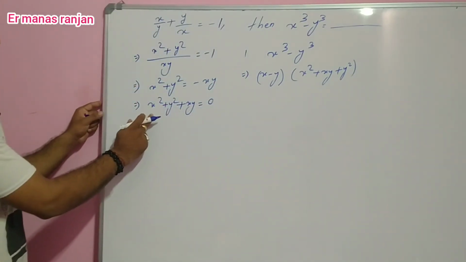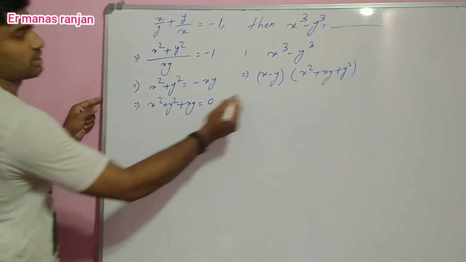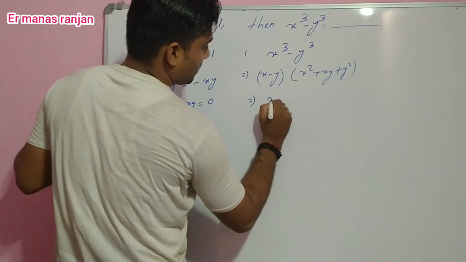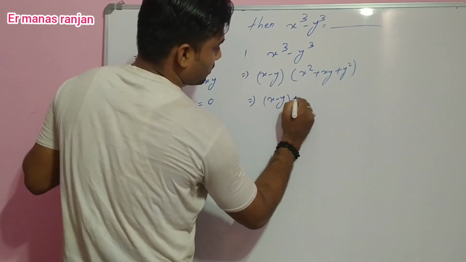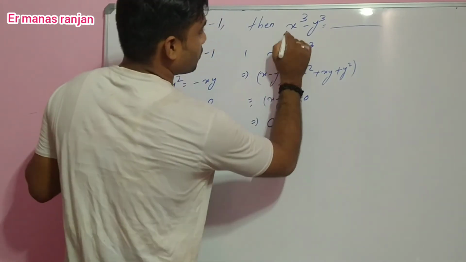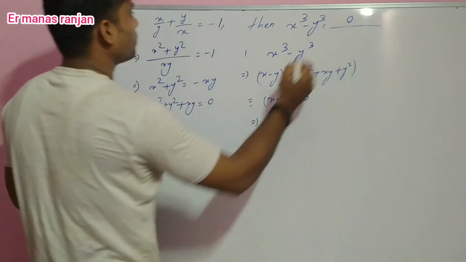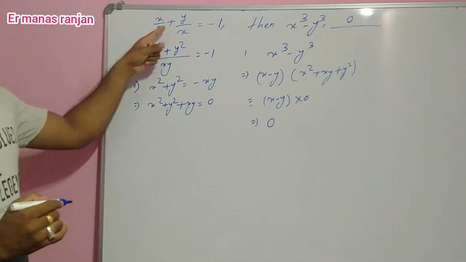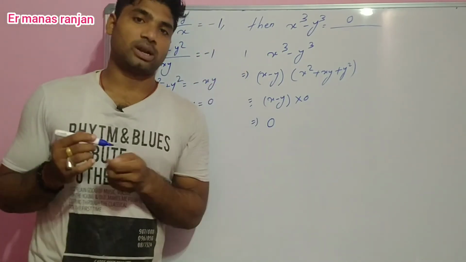Already we got here x² + y² + xy equal to 0. That implies (x - y) into 0, whose value is 0. So x³ - y³ = 0 if x/y + y/x = -1. Understood?